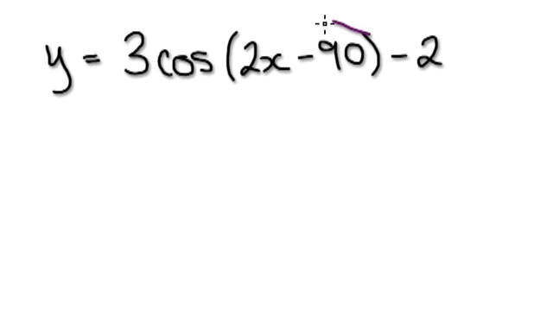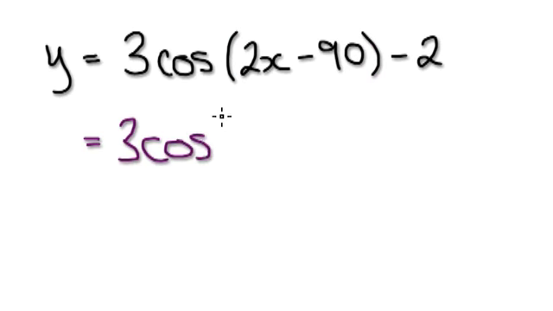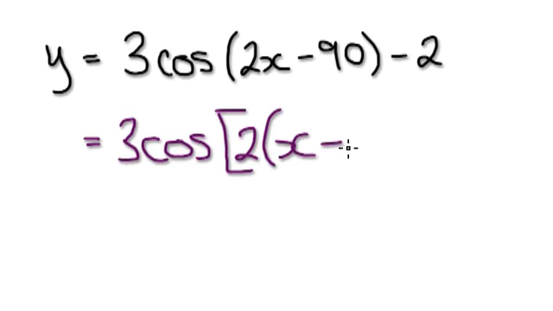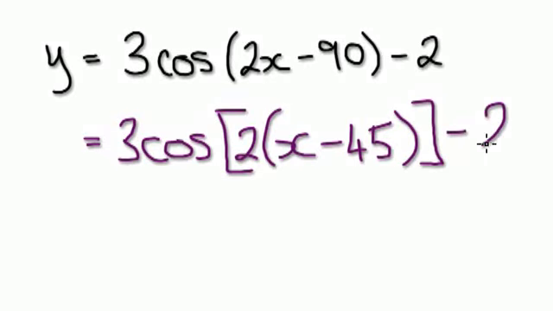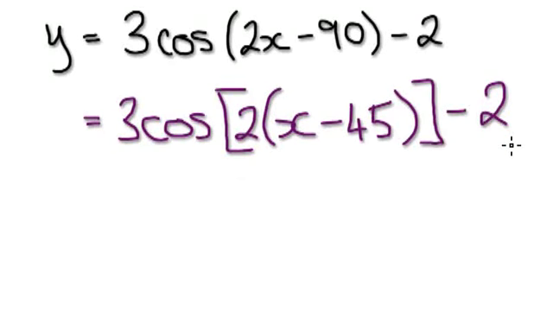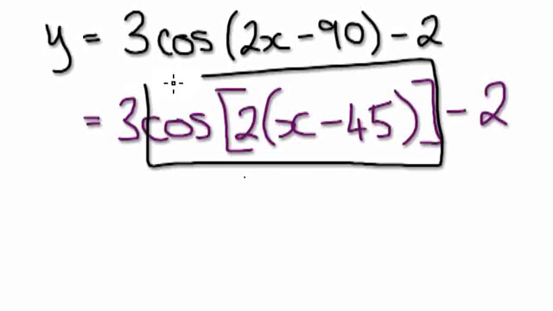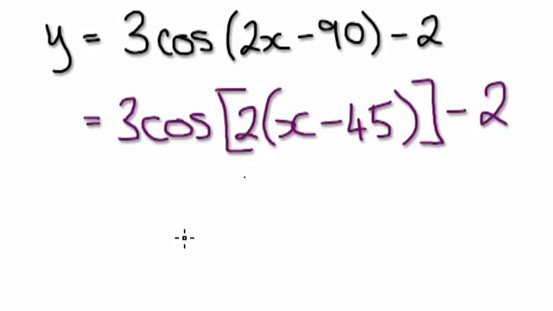Okay, so first try to sort out this bubble here. So rewrite the whole thing as this: 3 cos this. Take the 2 out as a factor, so it will be this, and then it will be 90 over 2, which is 45. Okay, and then close it off, and then take away 2. Okay, you see, if you look at this bit here, you in effect will have this.